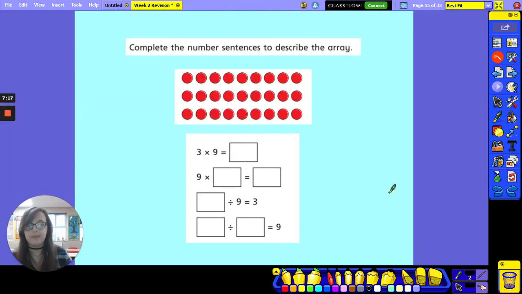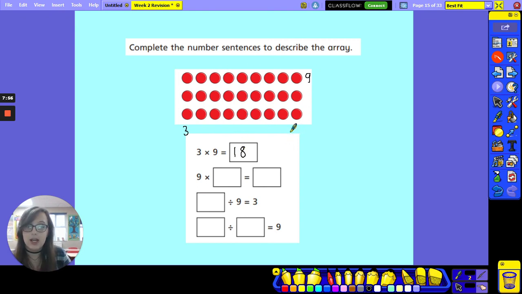Okay, I've got a job here for you, and it's going to be linked to one of the jobs on your Teams quiz today. We've got an array in front of us, and it's a collection of counters this time. And we want to use the number sentences here to describe the array. So let's have a look at our array first. We've got 1, 2, 3, 4, 5, 6, 7, 8, 9. 9 in each row. And we've got 1, 2, 3 rows. This shows us that 3 lots of 9, here we are, 3 times 9, is 18. If we count up each of these counters, there are 18 counters.